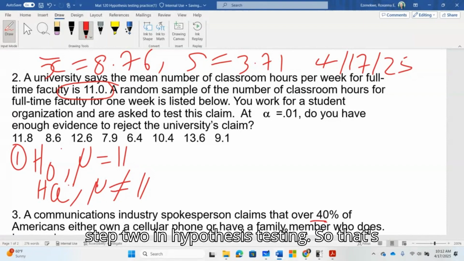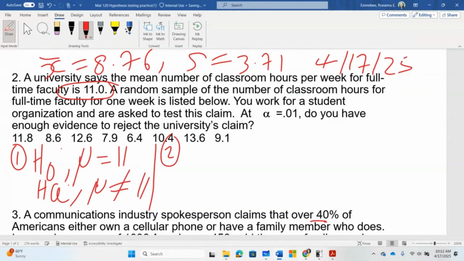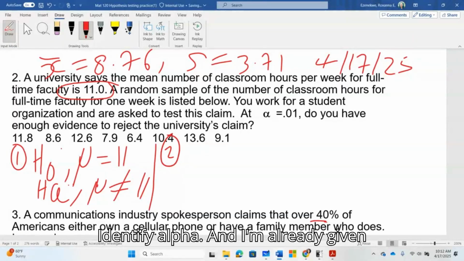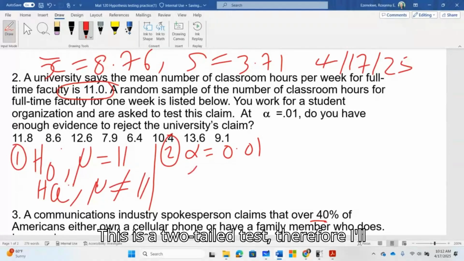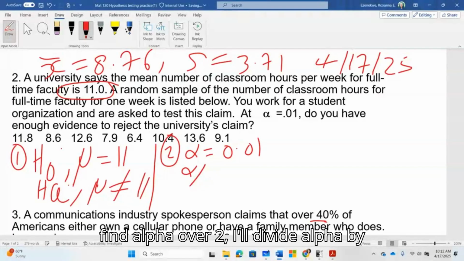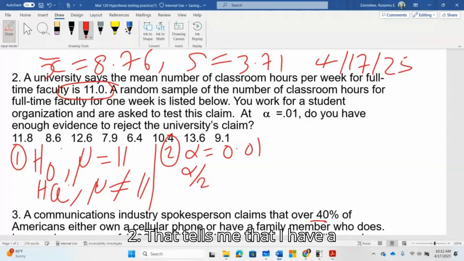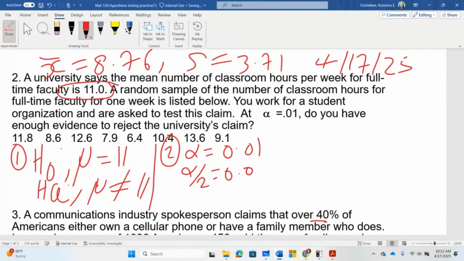So that's step 1. Step 2, identify alpha. And I'm already given alpha. Alpha is 0.01. This is a two-tail test. Therefore, I'll find alpha over 2. I'll divide alpha by 2. That tells me that I have a two-tail test. So 0.01 divided by 2 is 0.005.